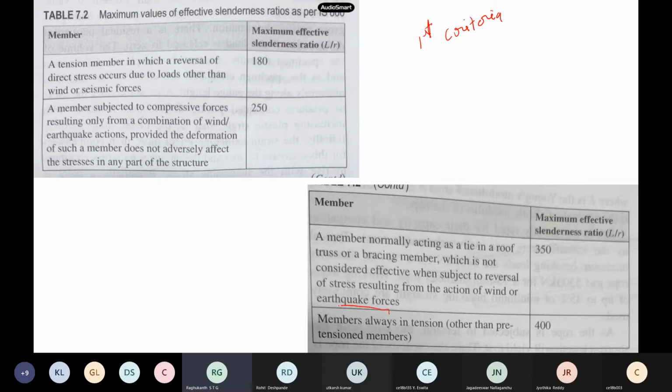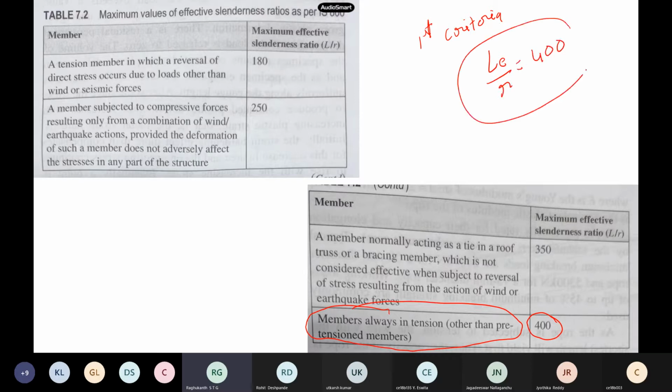Suppose you have a member which is always in tension, there is no compressive load, only tension will be acting. Then the slenderness ratio can go up to 400. This is just a criterion we have. Of course, it is not a pre-tensioned member, so it is 400. So L_E by r can go up to 400. The maximum slenderness ratio is 400.